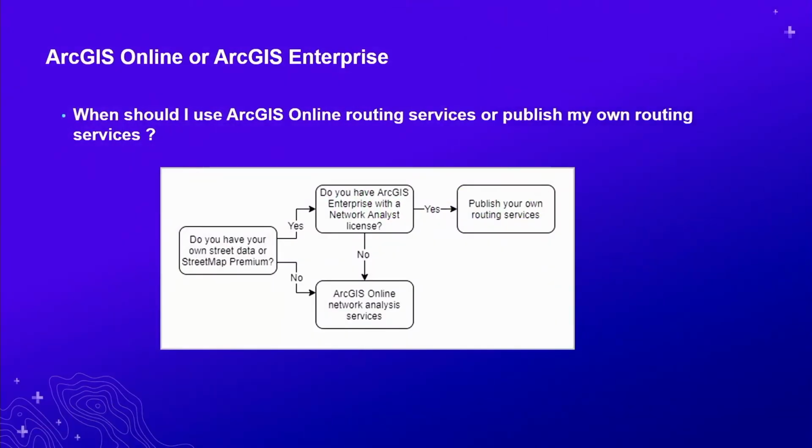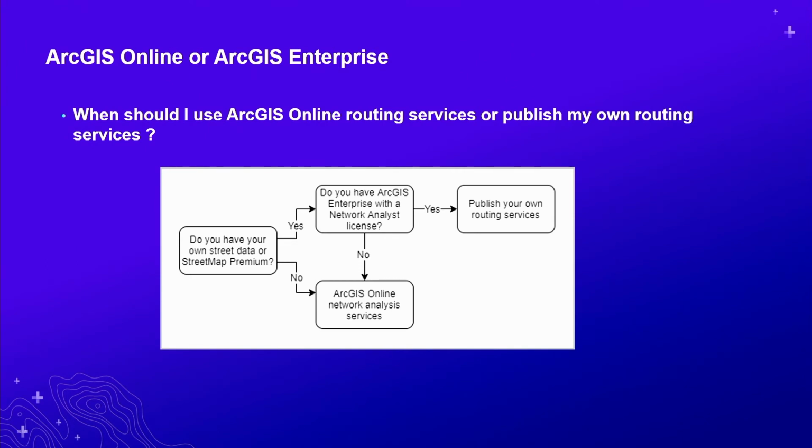Before we get into that, I often get asked by a lot of users, should I use ArcGIS Online or ArcGIS Enterprise? Both of them have routing services. This decision should really be based on whether you have your own street data or not. Your own street data, or street data that you can get as part of StreetMap Premium. If you don't have any street data, then you have to use ArcGIS Online services, which require service credits but nothing else. So that option is easy.